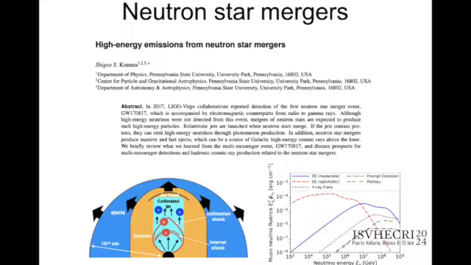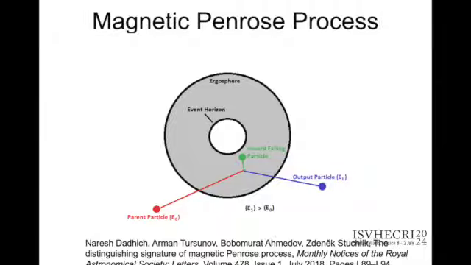And a few of the recent studies may point to very energetic processes like neutron star mergers that can emit very energetic neutrinos, but also rotating black holes, like in the case of the magnetic Penrose process, where a particle can gain a lot of energy by falling into the ergosphere, not into the event horizon, and this particle may escape.